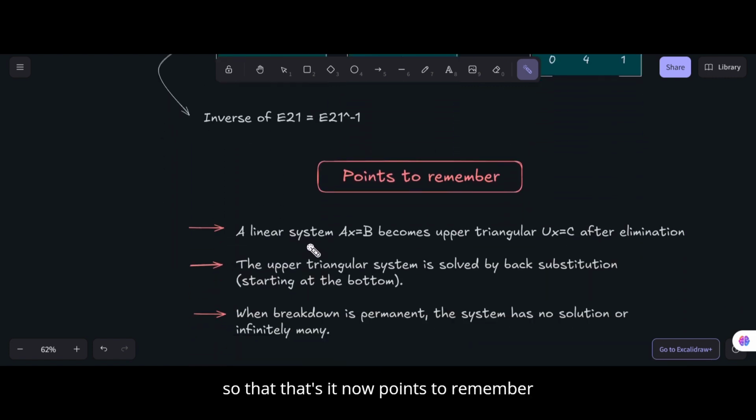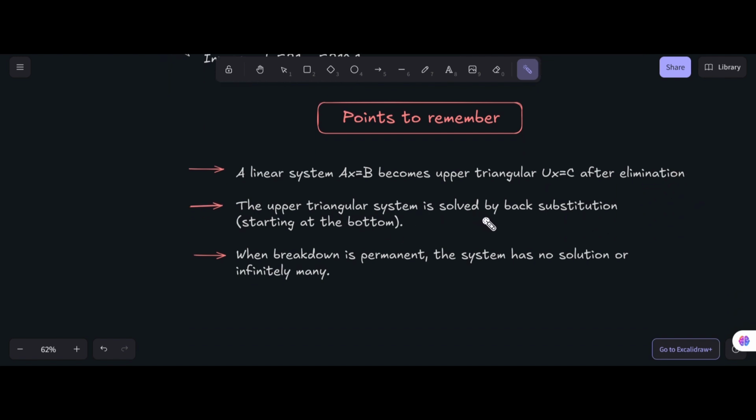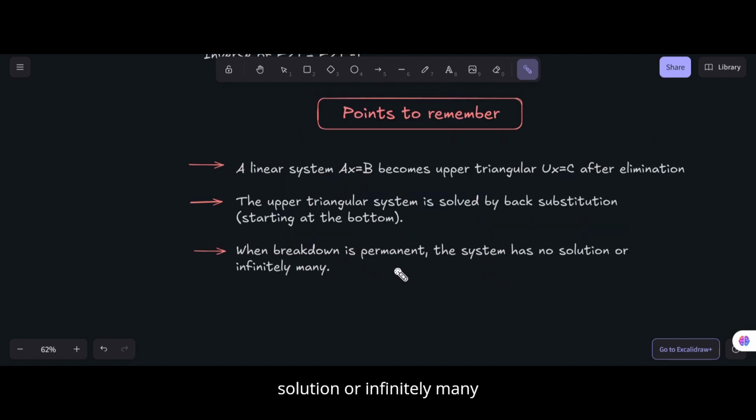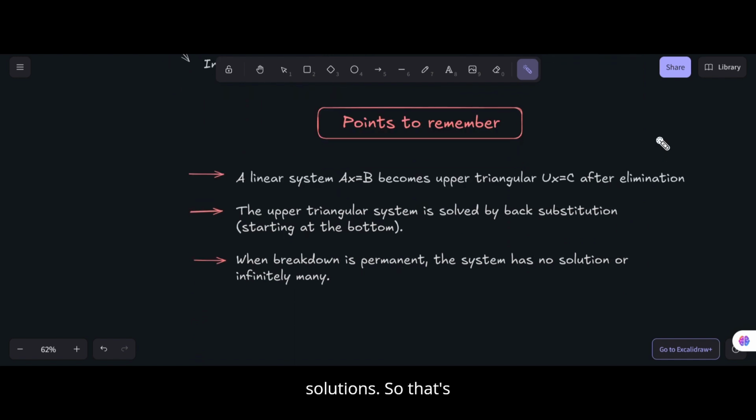So that's it. Now the points to remember are that a linear system Ax equals b can be transformed to Ux equals c after elimination. The second one is that the upper triangular system is solved by back substitution. From bottom upwards, you solve your system of linear equations starting from the bottom. And when breakdown is permanent, the system has either no solution or infinitely many solutions.